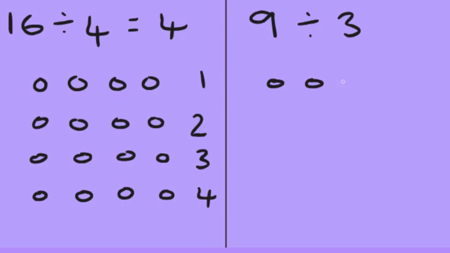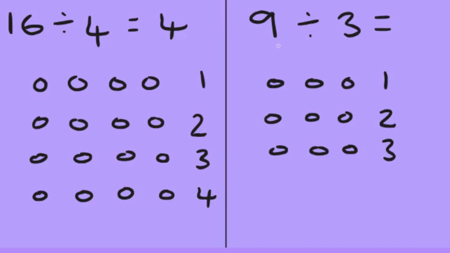1, 2, 3. And we're going to continue creating rows of 3 until we reach 9. 1, 2, 3, 4, 5, 6, 7, 8, 9. Now to answer our question, we need to see how many rows we've got. We've got 1, 2, 3. 9 divided by 3 equals 3.